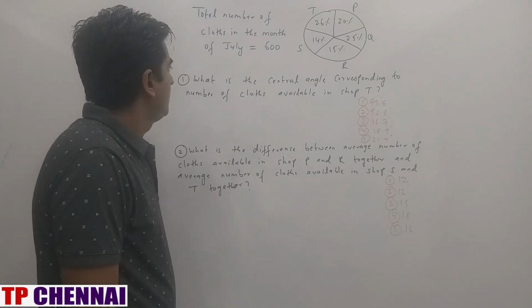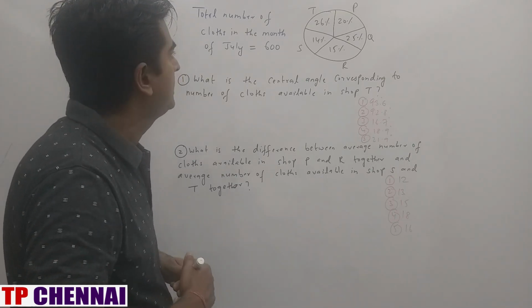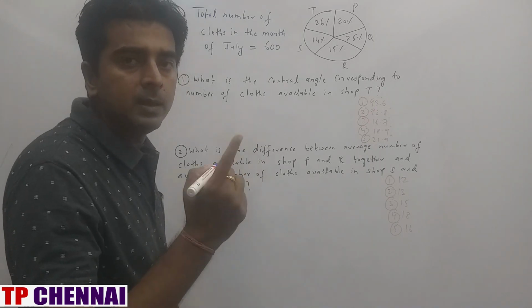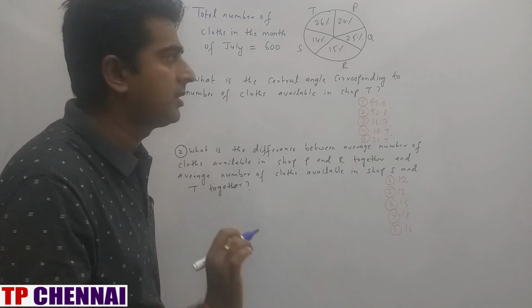So first one. What is the central angle corresponding to the number of clothes available in shop T? Shop T, they are asking to calculate central angle. You know very well, whenever you are converting percentage to angle, you have to multiply that value by 18 by 5. This is a short trick here.